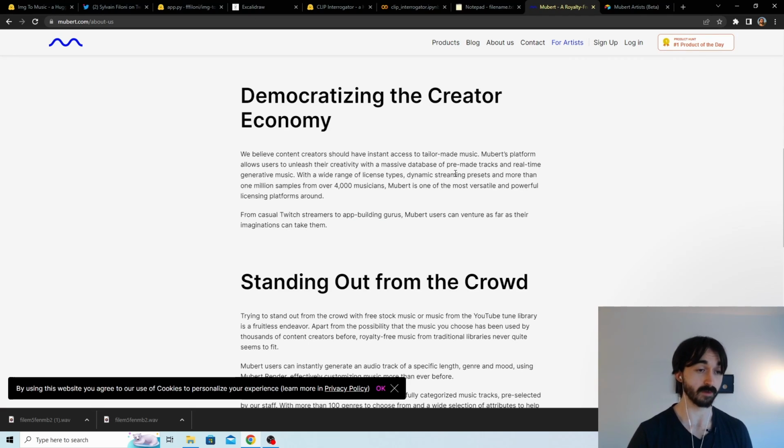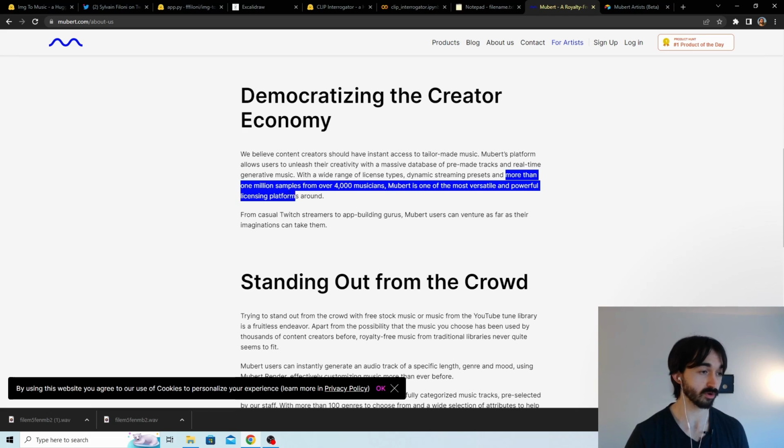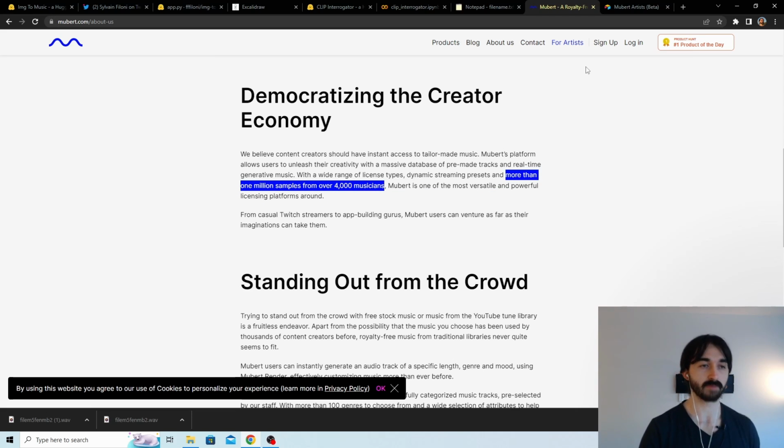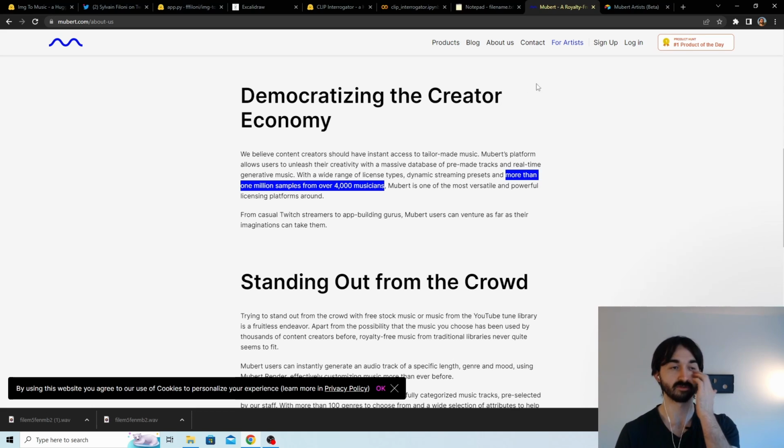This actually tracks with their marketing copy as well. So here, more than 1 million samples from 4,000 musicians. So basically, it sounds like Mubert is just like a library of samples, more than 1 million. And whenever you ask them for a bunch of tags, like you want a happy song, it'll create you a song from the happy samples. And I guess they've got some fancy algorithm to stick them together in a nice way.